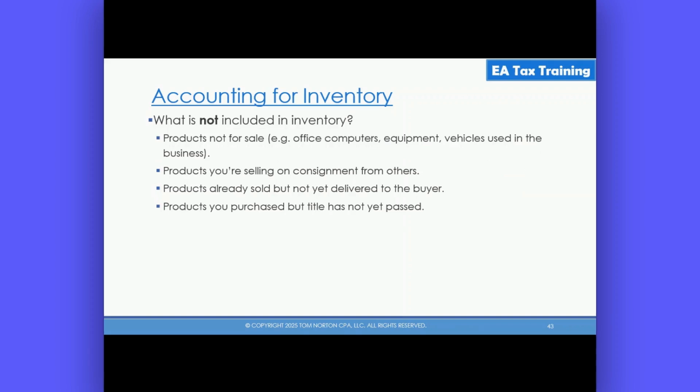Products that are already sold, but not yet delivered to the buyer. So maybe you sold it, it's sitting still in your warehouse, but just hasn't been delivered yet, not included in your inventory. And then any products that you purchased, but the title has not yet passed. So again, could be FOB destination. It's on its way. It's on the truck. Hasn't reached you yet. Not included in your inventory.